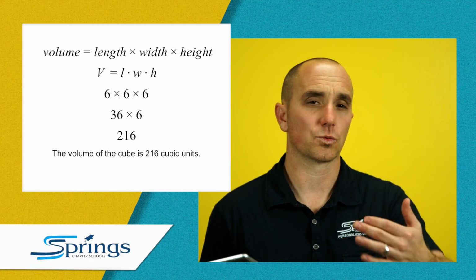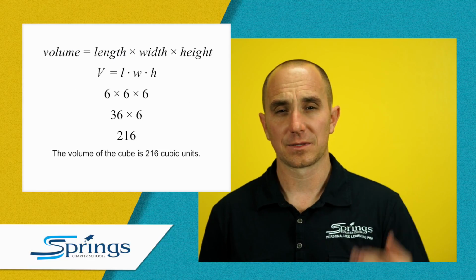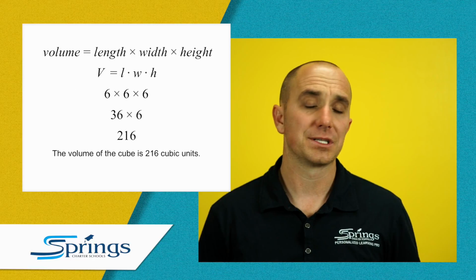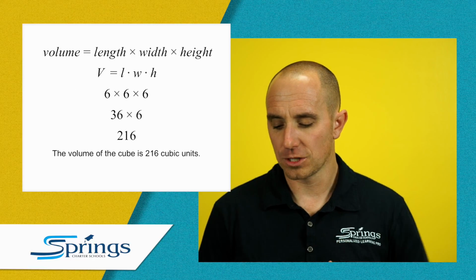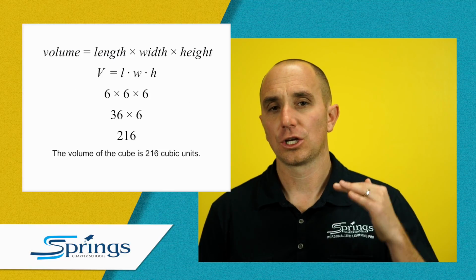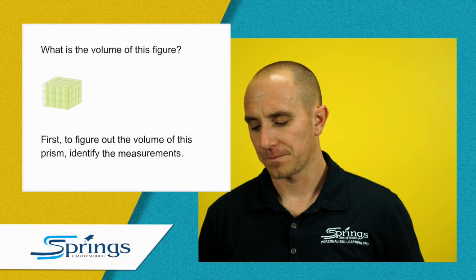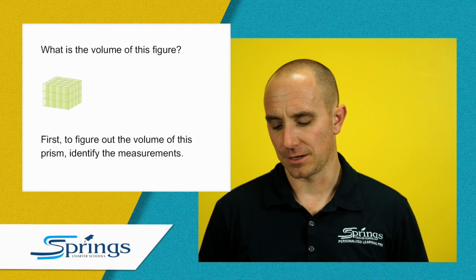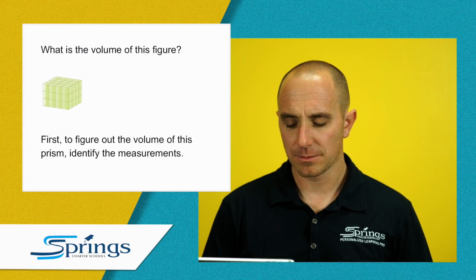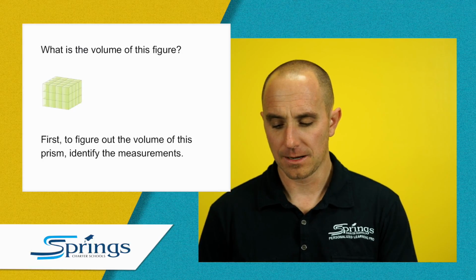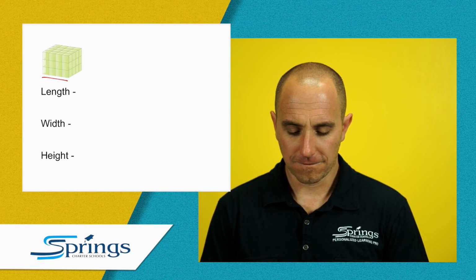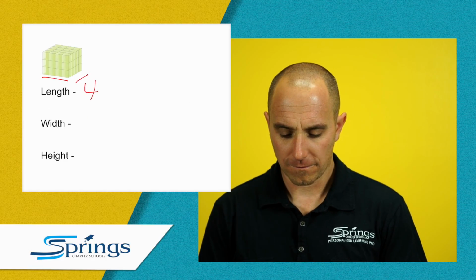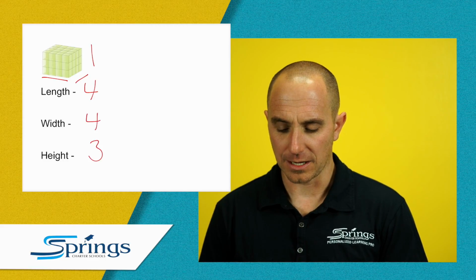Anytime you're doing this, just work yourself down in a triangle. 6 times 6 is 36, times 6, and 36 times 6 works out to be 216. So the volume of this cube is 216 cubic units, or units cubed. Now, what is the volume of this figure? To figure out the volume of this prism, identify the measurements. If you see here, we have 4, 4, and 3.